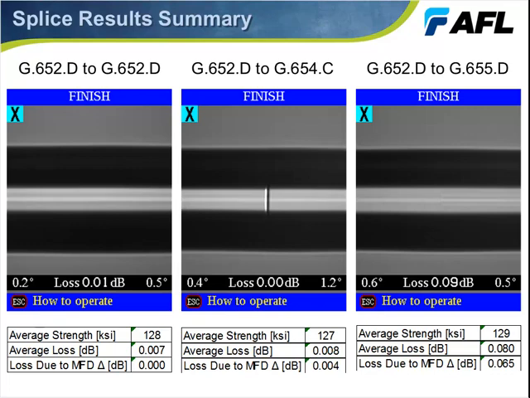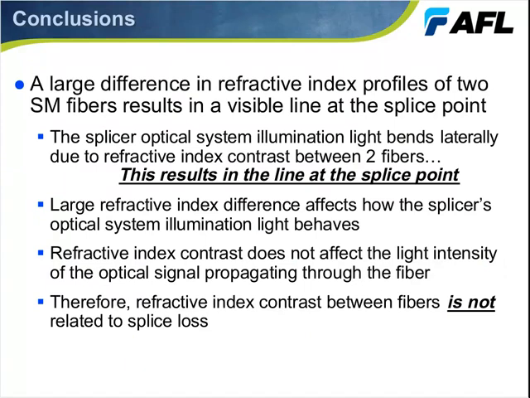So let's move on to our conclusions. So I think the first thing to understand is that a large refractive index difference between two fibers can easily result in a quite visible line, which to the untrained eye can be disturbing. But this line is due to the way the light is bending, and to a lateral bending of the light due to the differences between the two fibers.